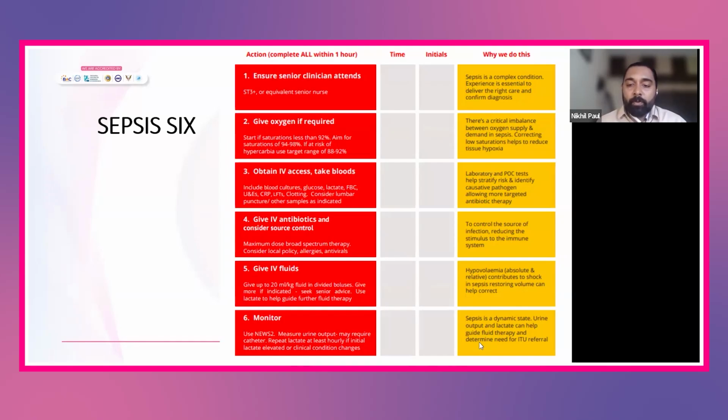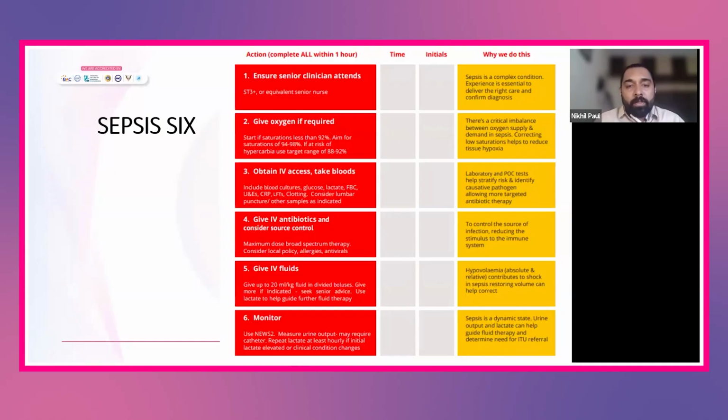So, looking at the 6 steps, sepsis is a complex condition. It requires a lot of experience in managing sepsis because a lot of decision making comes over. So the first step will be to ensure that the senior clinician attends. In the UK setting, it will be an ST3 plus or equivalent senior nurse. But definitely in all other systems of care, a senior consultation is required.